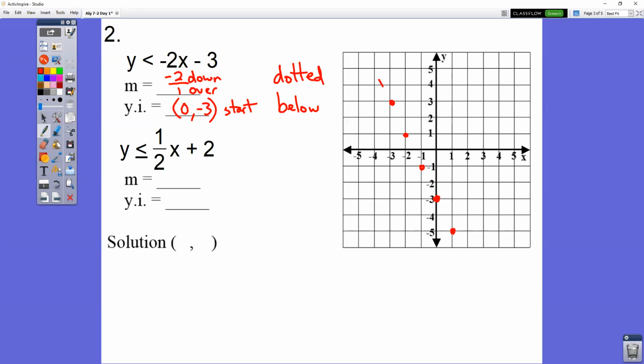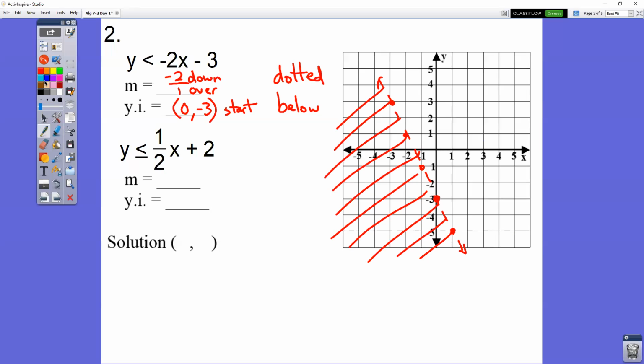It's a dotted line. Now, there were several of you who did not connect your dots on your graphs yesterday. Remember, even if it's dotted, you still need to connect it with a dotted line. You just can't put the dots there. And then I'm shading below. So below would be over in here.